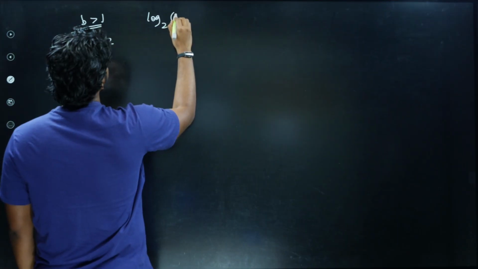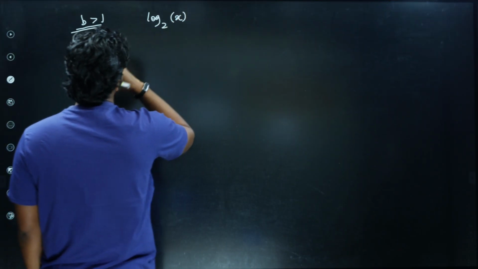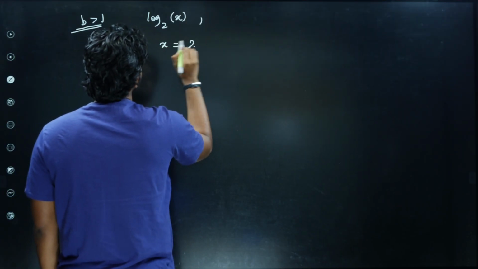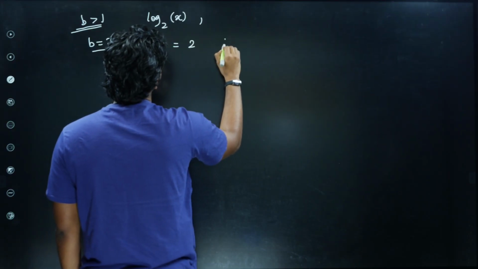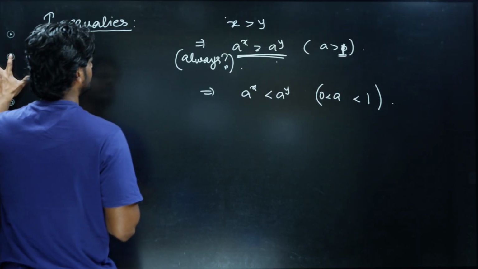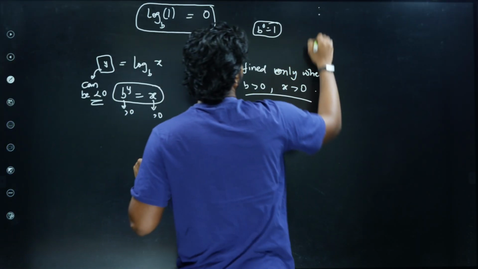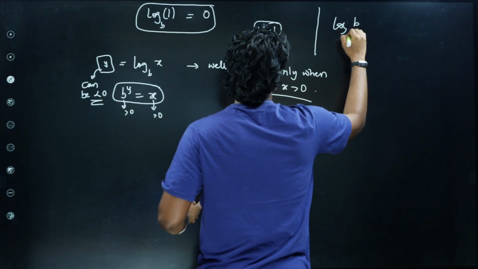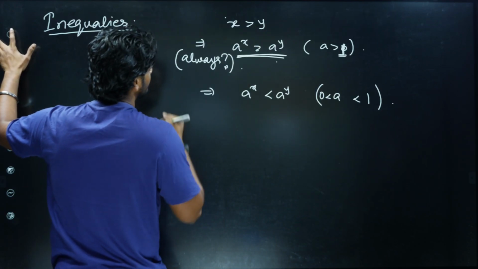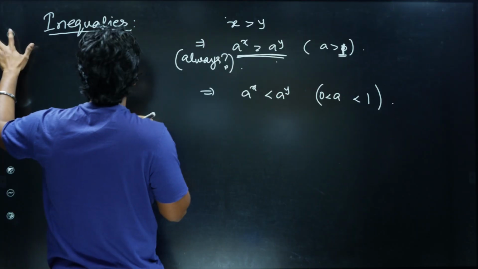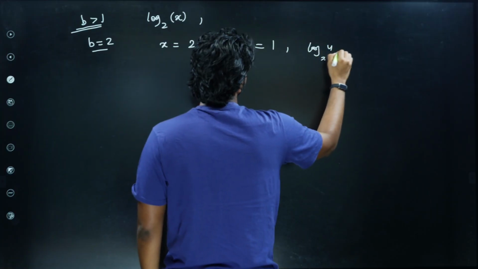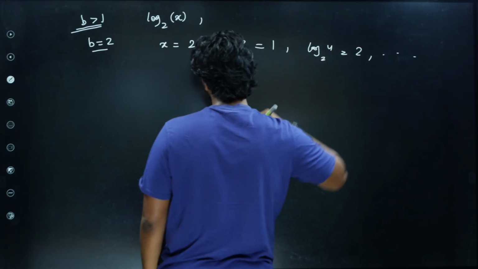So if I have log base 2 of x, if x is equal to 2, then log 2 base 2 is equal to 1. Yeah, that is another property, by the way. I should mention it here, that log b base b is always 1. It's not a property really, but obvious stuff. Log 2 base 2 is 1, log 4 base 2 is 2, and so on.